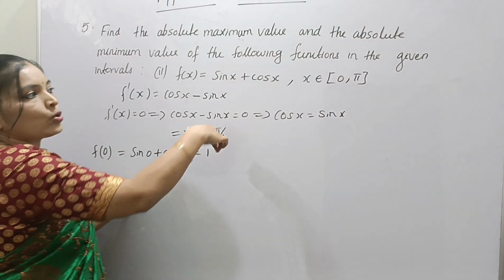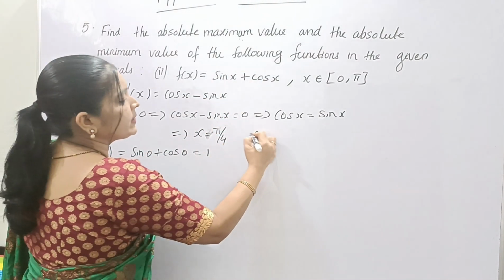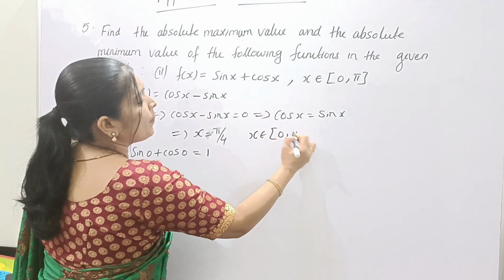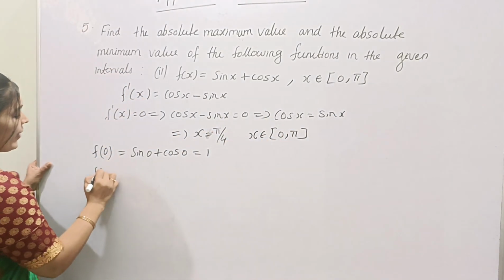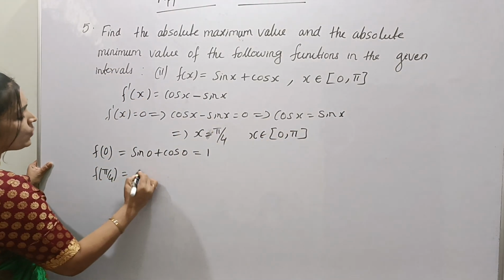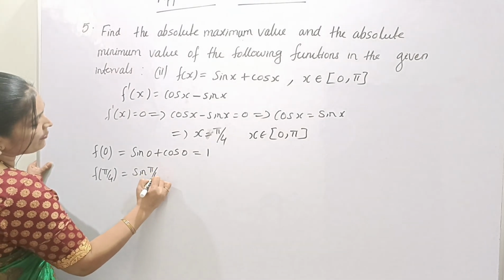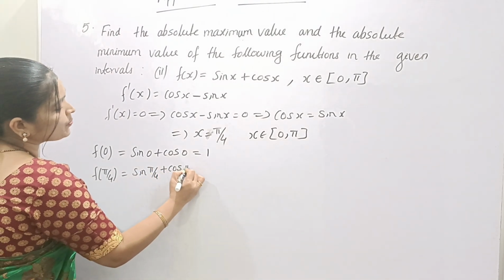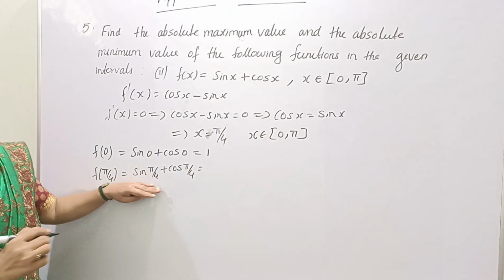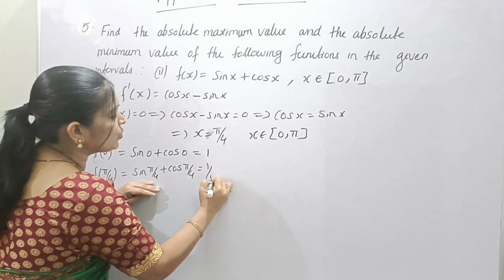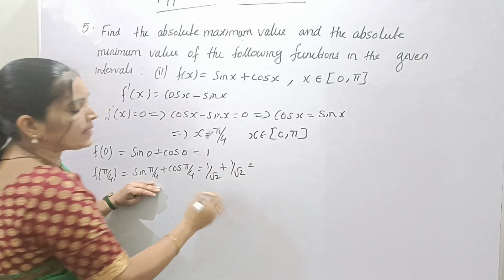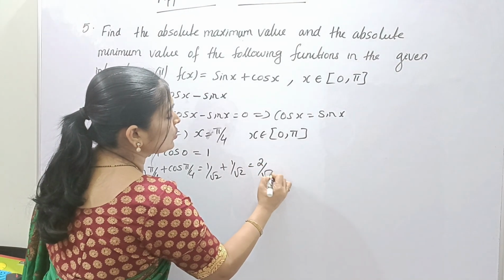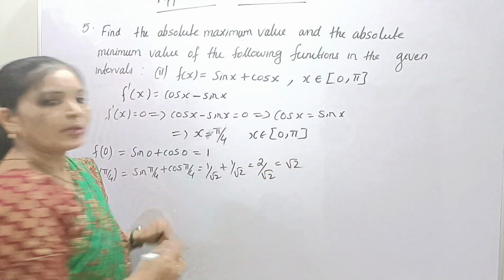This pi by 4 also belongs to the interval, right? X belongs to 0 to pi. Okay, pi by 4 belongs to this interval. So f of pi by 4 is equal to sin pi by 4 plus cos pi by 4. Sin pi by 4 is 1 by root 2 plus cos pi by 4 is 1 by root 2, that is 2 by root 2, which is nothing but root 2.